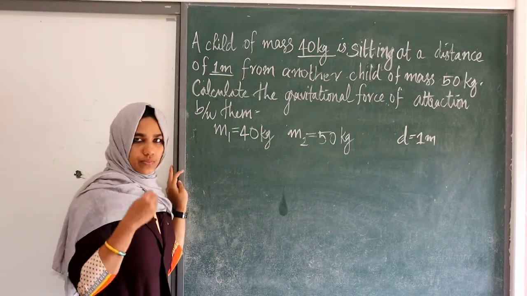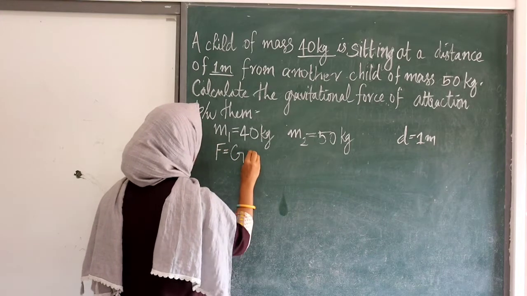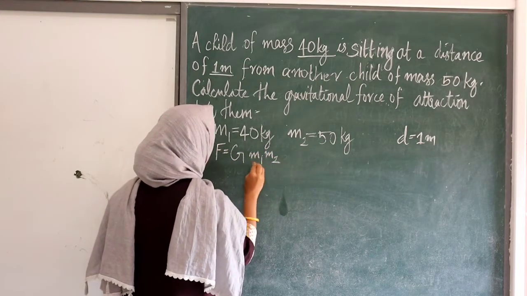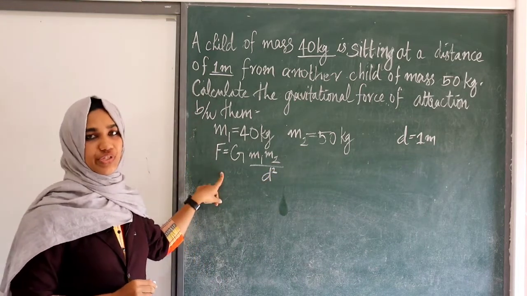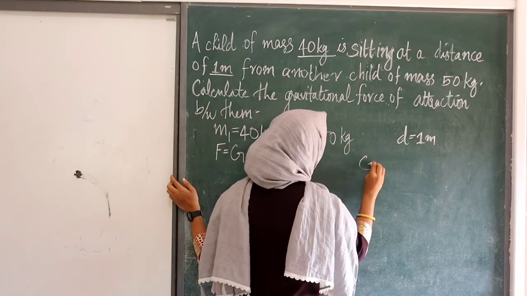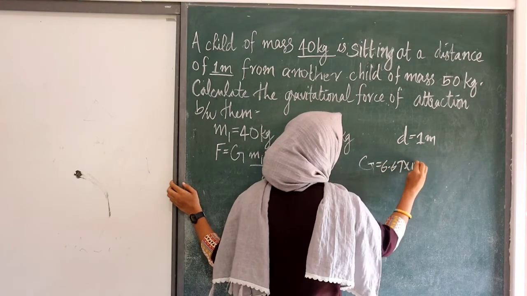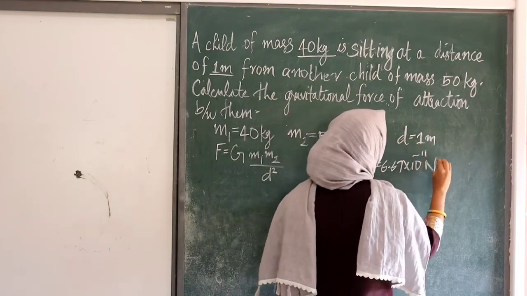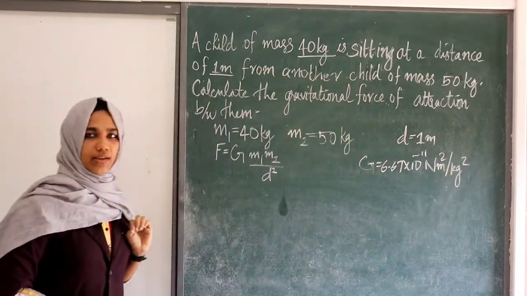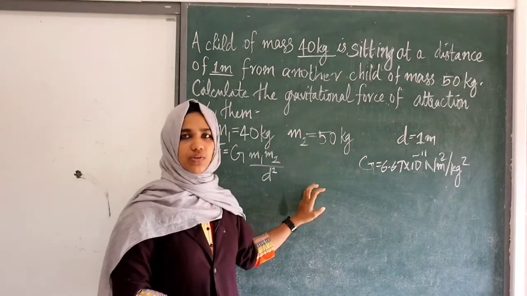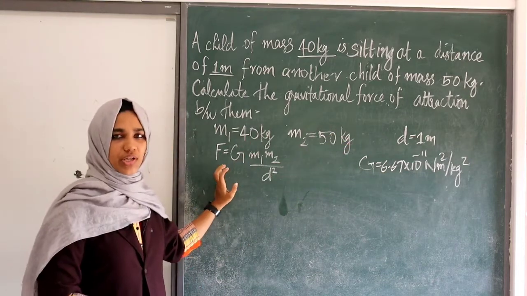So here we have an equation, that is F equal to G into m1 m2 by d square. We all know the value of G, that is G equal to 6.67 into 10 raised to minus 11 Newton meter square by kilogram square. In the last class we have studied all this. So we want to apply all these values into this equation.